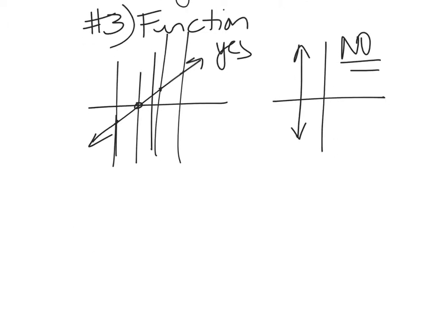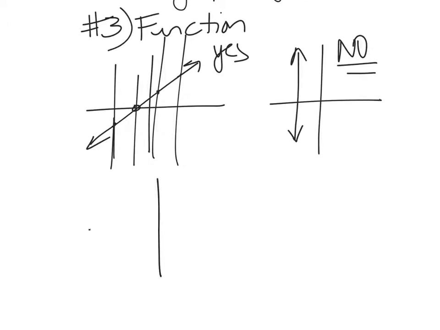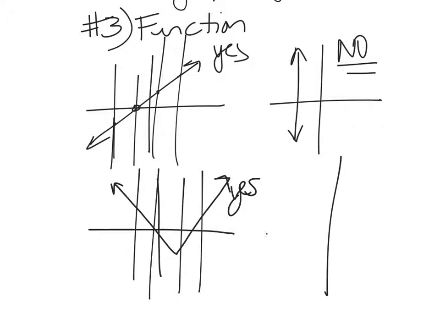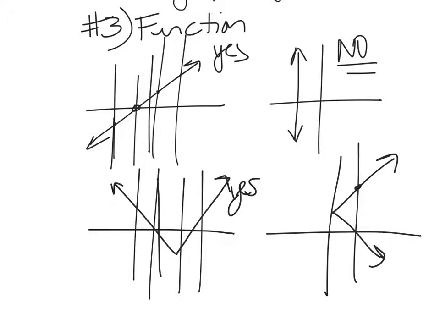Another thing we're going to study in this chapter are absolute value graphs, which end up being V's. Let's draw some vertical lines through this. Is this a function? Yes, it is a function. Vertical lines are only touching once. What about if I take that absolute value graph and do a sideways one? No, that is not a function. It fails because it touches twice.